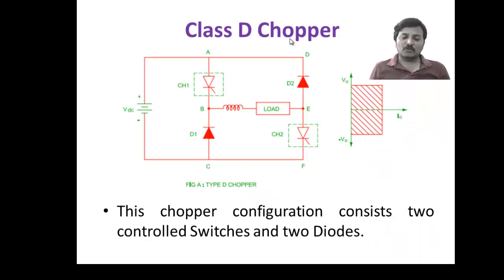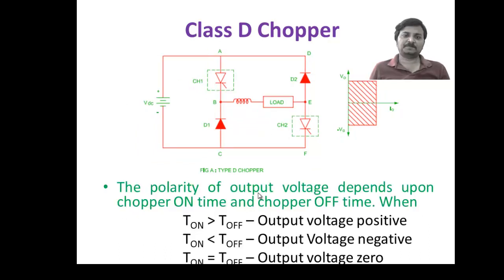Class D chopper consists of four switches in total. Two are controlled switches, CH1 and CH2, and two are uncontrolled switches, diode 1 and diode 2. Between these two legs the load is connected, and this combination is connected to the voltage source. With this configuration we can achieve first quadrant operation, that means voltage positive, current positive, and fourth quadrant operation, voltage negative and current positive. So this chopper configuration consists of two control switches and two diodes.